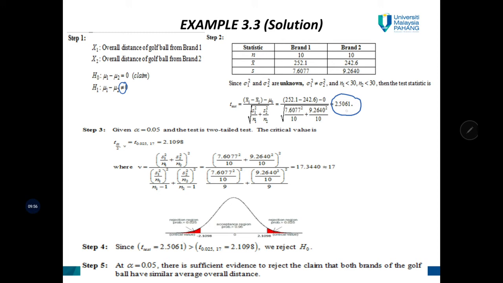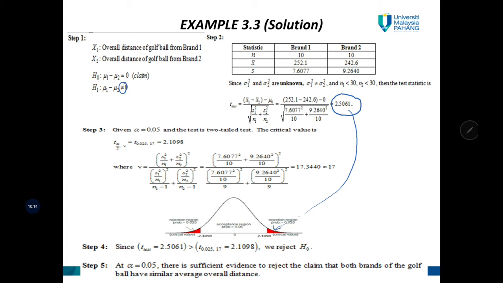So we can see that 2.5 lies in this area, and then you need to write this in a proper form. So t-test here is greater than this t-critical value. Write this, and since this lies in the rejection region, that's why we reject H null.